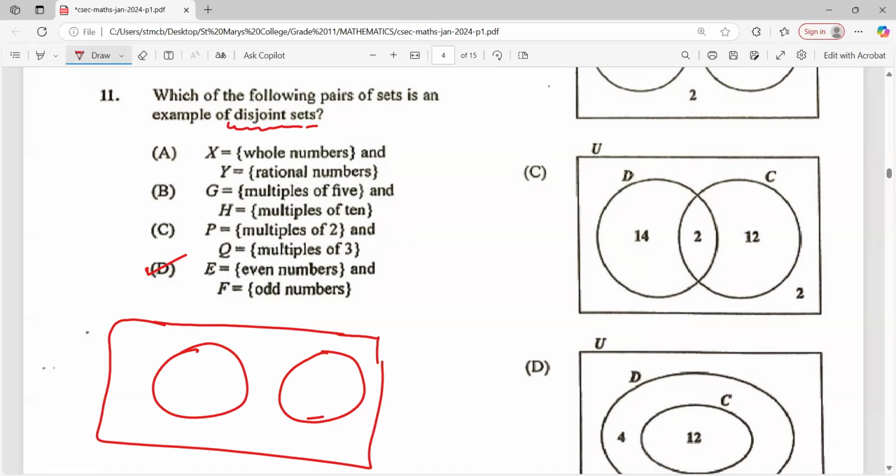All of these others will have some elements that are common to both, right? Because if you're going up by multiples of 2, eventually you're going to get 6 in those numbers. Multiples of 5, you start off with 5, 10, and right away you get the others. Same thing with the whole numbers and the rational numbers. You have elements that are common to both sets. But with a disjoint set, there's no element that is common. There's no even number that can ever be odd.